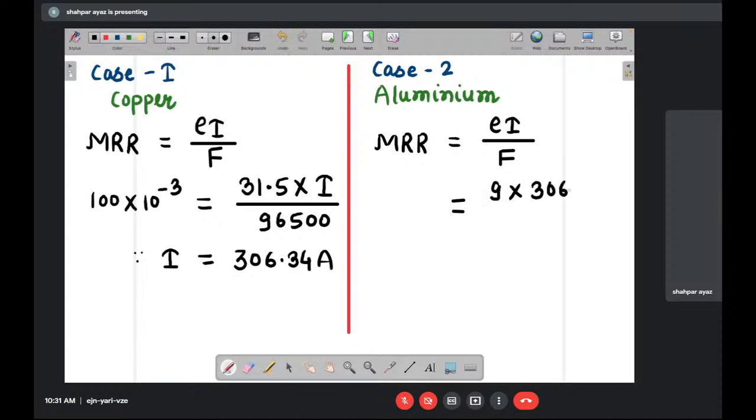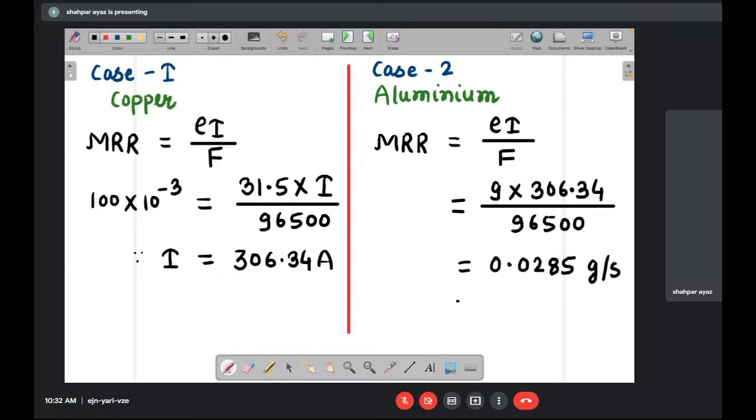Current is your 306.34. Okay, divided by 96,500. So this we are going to get in gram. What we are getting, my dear? Please solve this into 9 divided by 96,500. This is your 0.0285 gram per second. Right? So therefore, whenever you multiply it by 1000, so this we are going to get in milli. 28.57, 7 milligram per second.